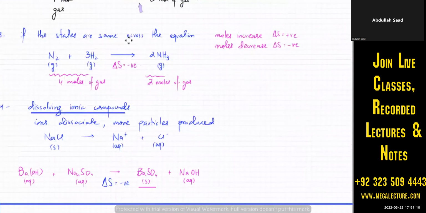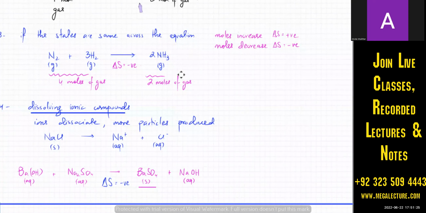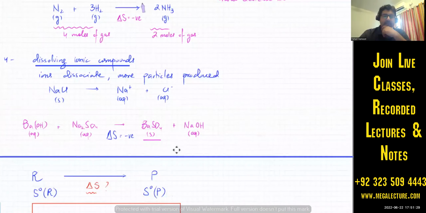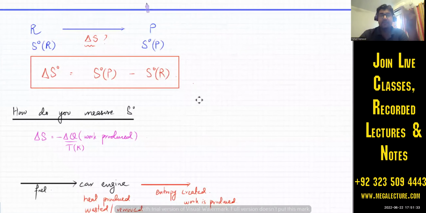And if the states are the same, I told you to count the number of particles. If the moles increase, that's more disorder. If moles decrease, that's less disorder. Delta S is negative if moles decrease. If more particles turn into fewer particles, you're removing disorder. And we did examples of that. Then we're pretty much at the end of the first topic. The first topic was pretty small.